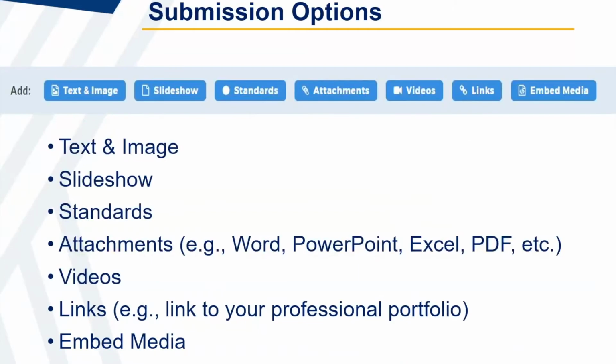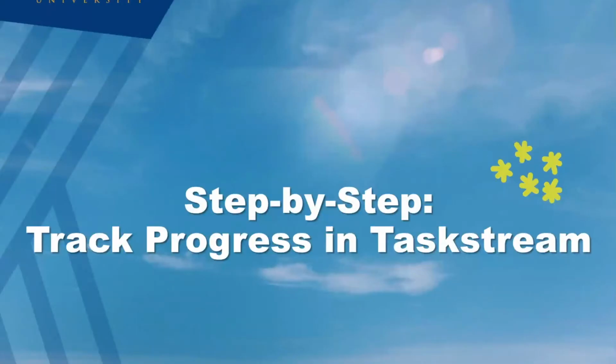Earlier I demonstrated how to add attachments because it is likely that most of your assignments will be submitted that way. However, before I move into how to track your progress, I want to briefly review the full list of submission options that you may come across. Taskstream allows you to submit text and image, slideshows, standards, attachments, videos, links, and embedded media. Now let me walk you through how to track your progress in Taskstream.